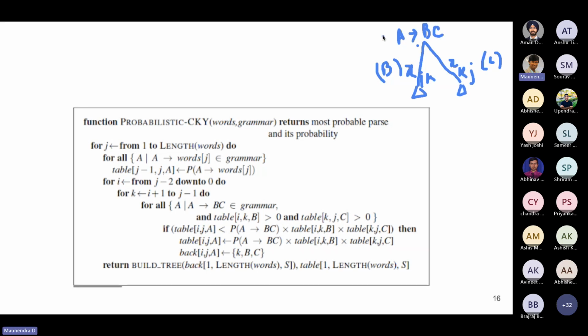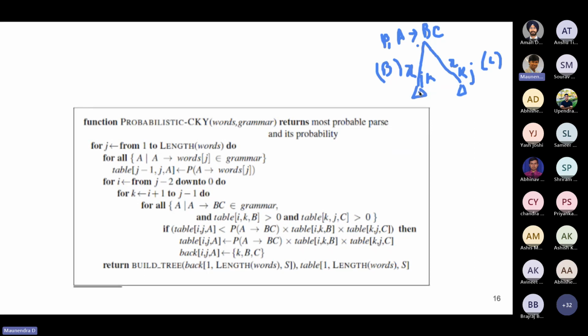So this rule will have a probability P1. So this we get from the table. Next, each of these parses will also have their own probabilities. So we're doing it ground up. We're doing it in a bottom up manner.